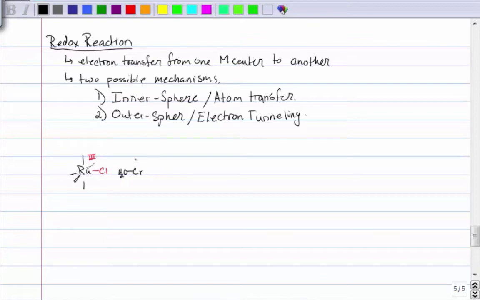And then I have another metal ion next to it, which is chromium hexaaqua. But I'm not going to draw all the ligands. I'm just going to draw the important ones. So this would be chromium 2. For an inner sphere reaction, you have to have a bridging ligand. And so what happens in this case is the water is going to leave and be replaced by the chlorine on the ruthenium. So this is for an inner sphere reaction. So I actually make a complex where there's a bridging ligand between the two metal ions.